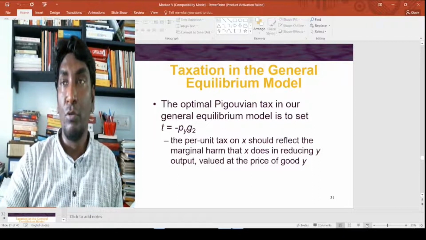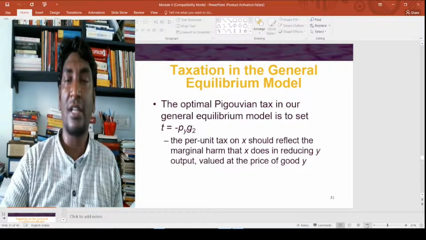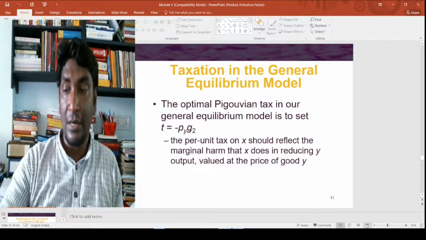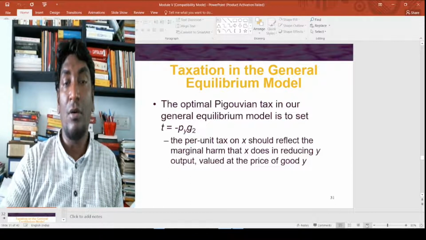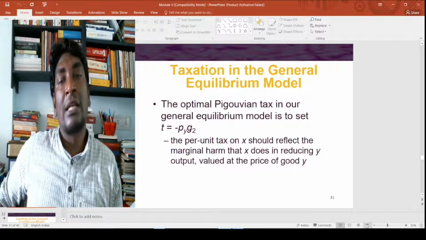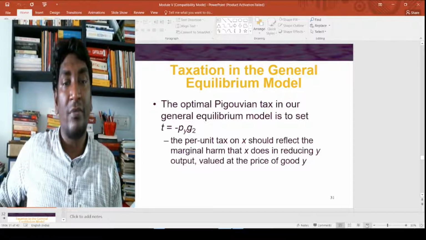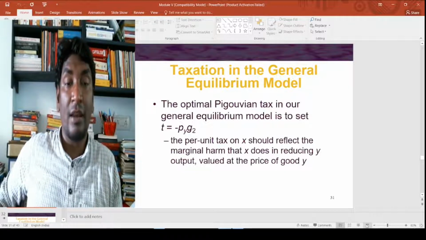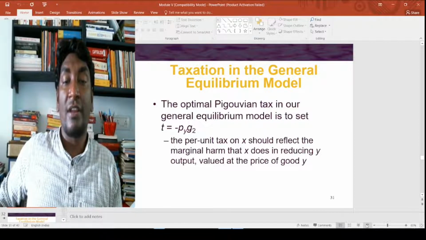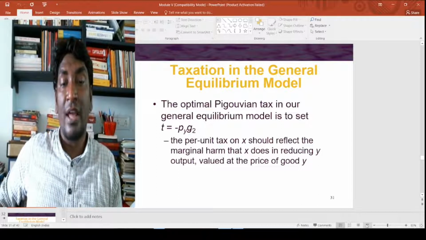A polluter who is going to pay for his pollution. So this is a kind of proposition which was advanced by Pigou in his welfare economics. Okay, so the optimum Pigouvian tax in our general equilibrium model is to set T equal to the inverse of Py times G2, because we have already calculated the G2 and Py, and the per unit tax on X should reflect the marginal harm that X does in reducing Y output, valued at the price of the good.